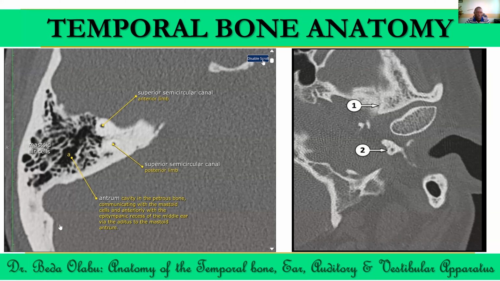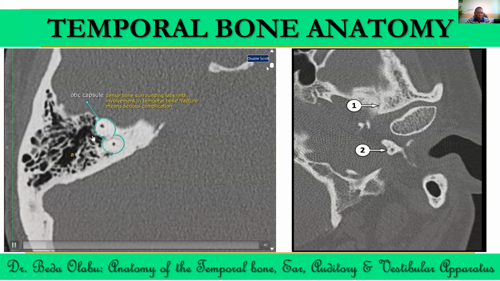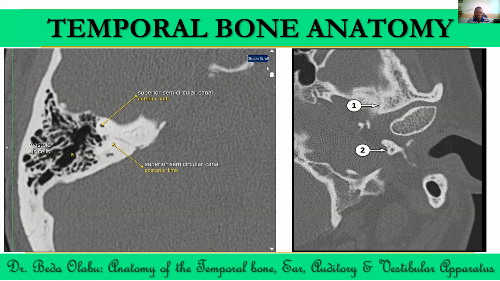From above going down, we can see a number of structures there. The anterior limb of the superior semicircular canal and the posterior limb. So this is the otic capsule. On this other side, we can see the antrum of the mastoid. So that's the mastoid antrum. We can also see the mastoid air cells there. So that's the otic capsule. Remember, it's very dense bone, very thick bone, very protective to the components of the inner ear.